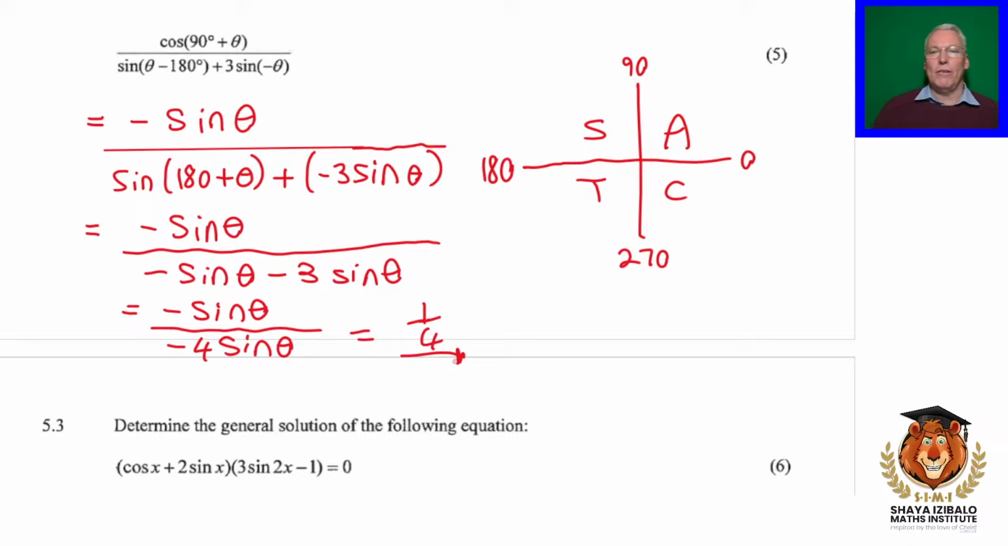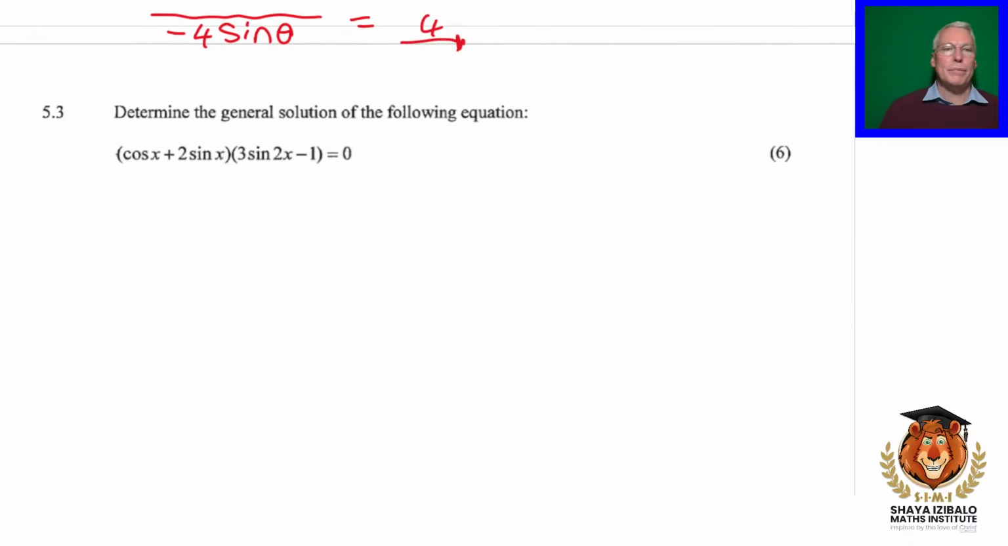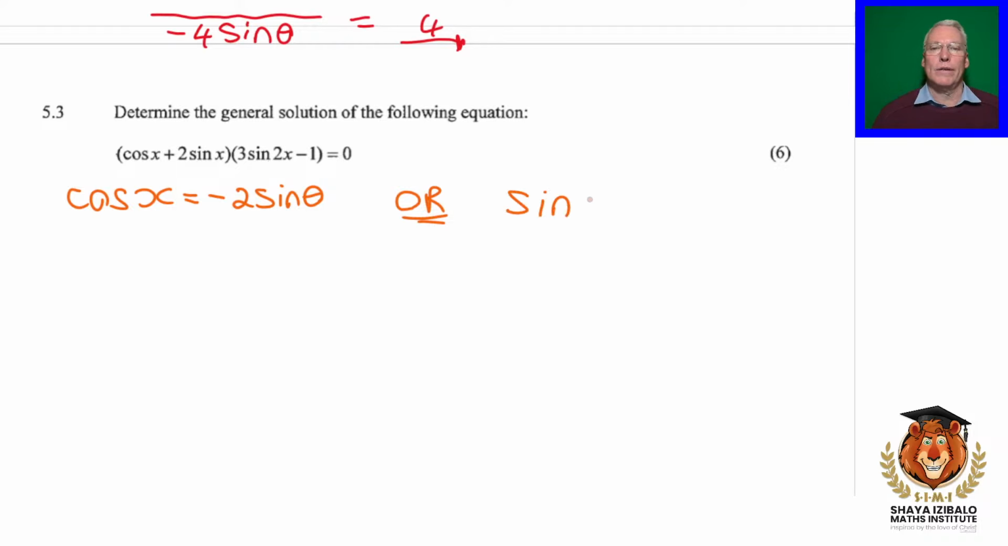Okay, determine the general solution of this equation. Well, we've got 2 brackets multiplying together with a product of 0. So either this bracket must be 0, so cos x must equal negative 2 sine x, right? Or sine 2x must equal a third. Sine 2x must equal 1/3. Okay, those are the 2 equations we're basically going to solve.